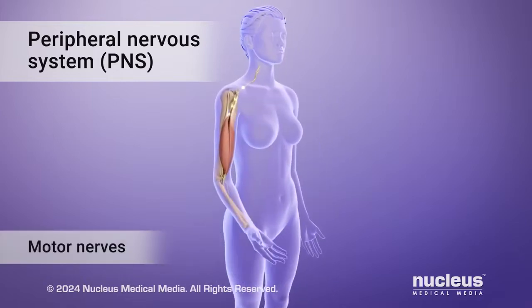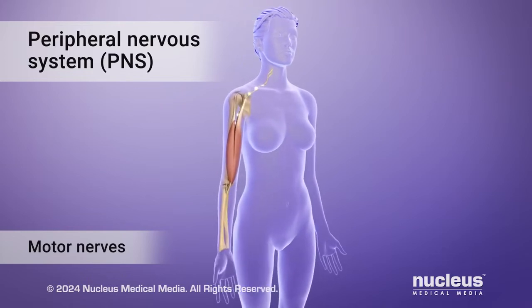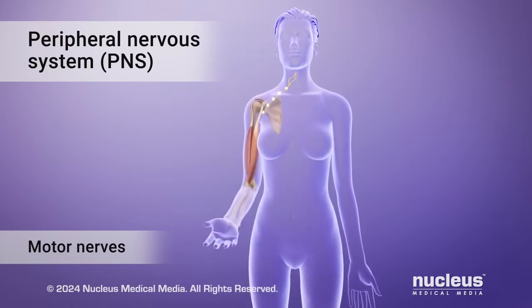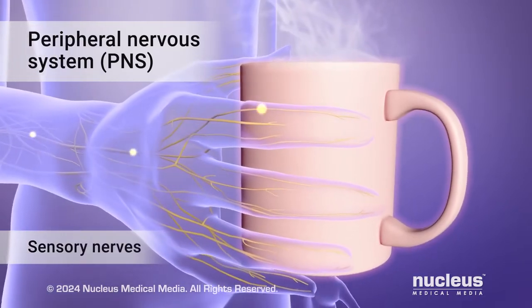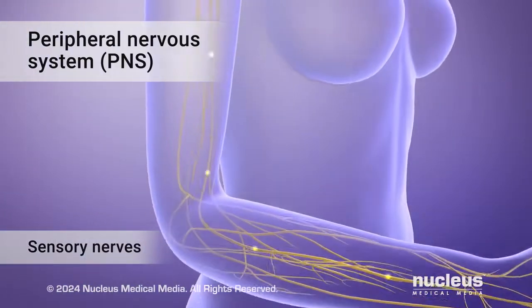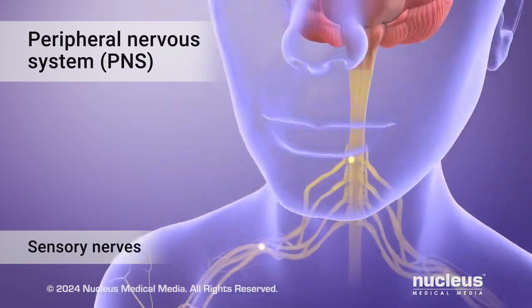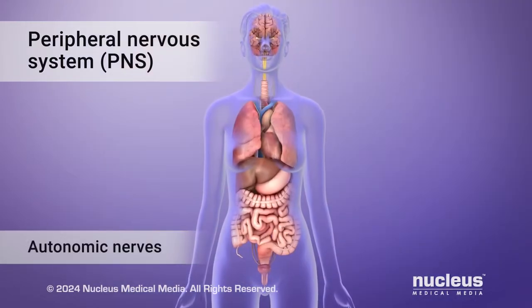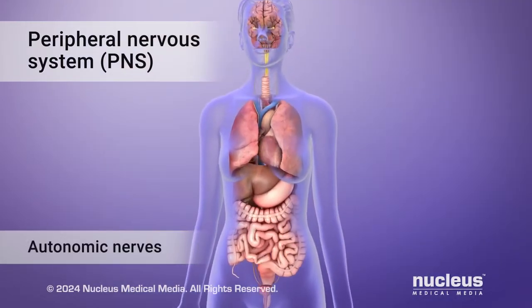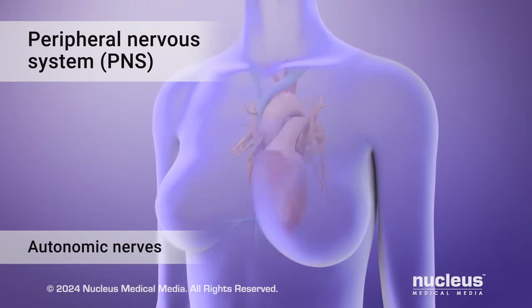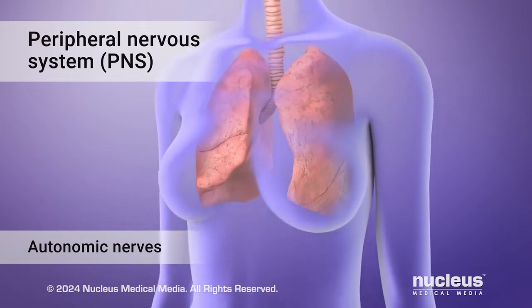There are 3 types of peripheral nerves. Motor nerves make your muscles move. Sensory nerves detect light, sound, smells, taste, and touch, and carry those signals to your brain. And autonomic nerves regulate activities you don't consciously control, such as your heart rate, breathing, and digestion.